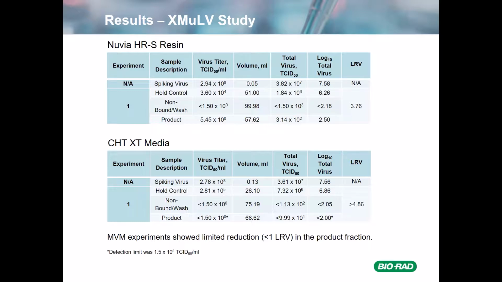For the CHT-XT, the total loaded on was 6.86 logs. There was none detected in the product fraction, so less than 2 logs, for an LRV of greater than 4.86. Both MVM experiments showed very limited reduction, less than 1 LRV in the product fractions.